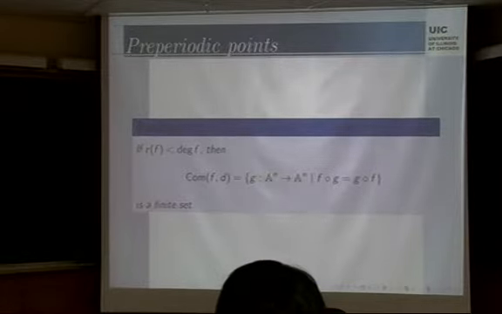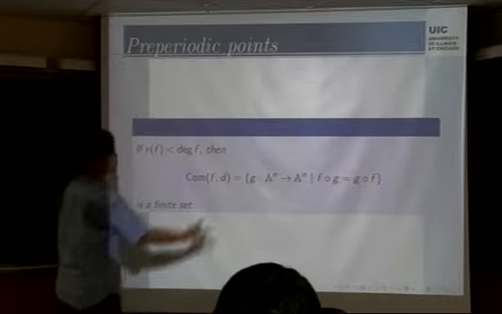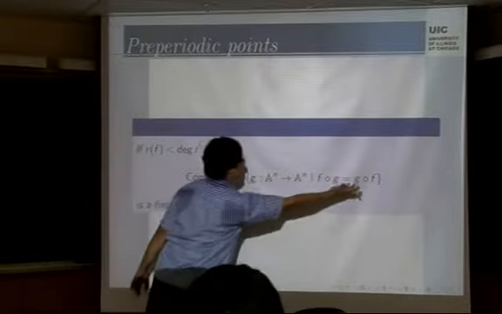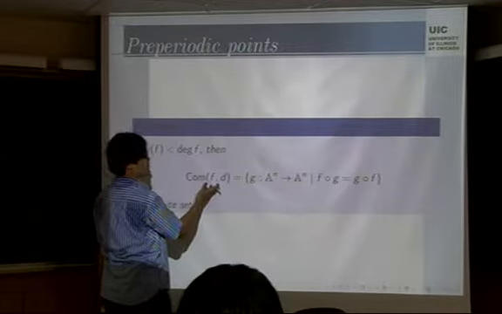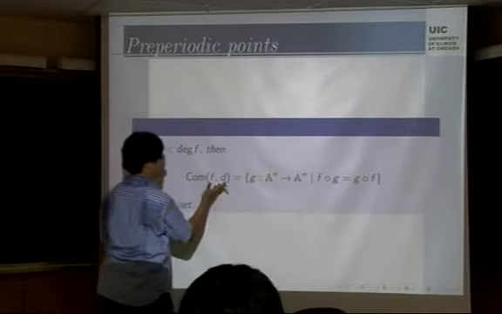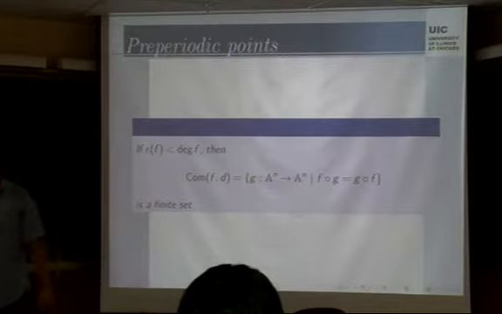Oh, I made some slide like this. Previously we said that if we have the set of maps which commute with the first map, I just forgot, with degree D, then that's a finite set.